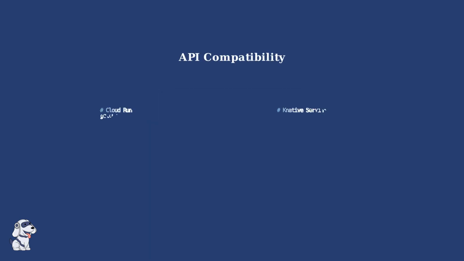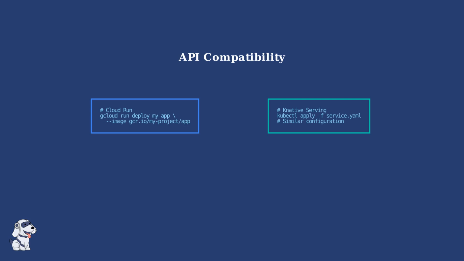One of the most powerful aspects of this relationship is API compatibility. Because Cloud Run is built on native, the underlying APIs are very similar. This means you can often move your applications between Cloud Run and native with minimal changes.